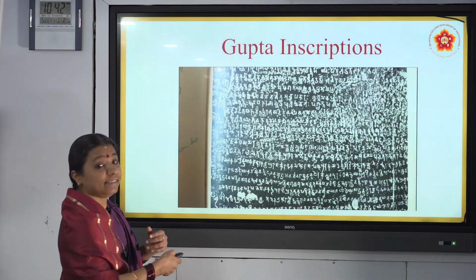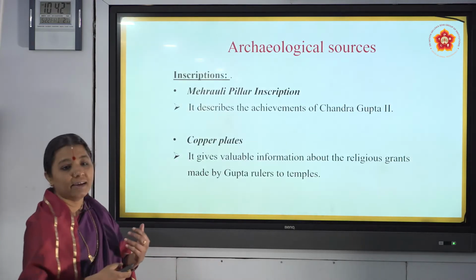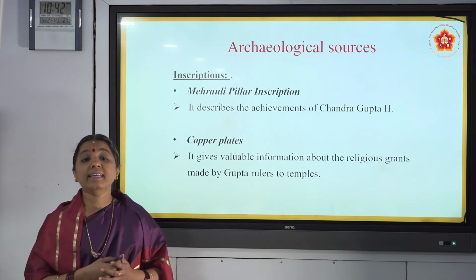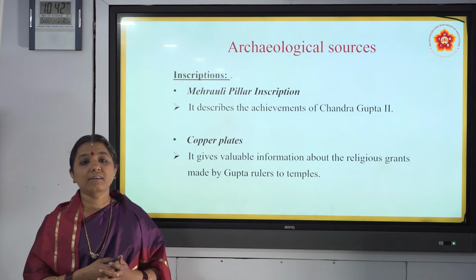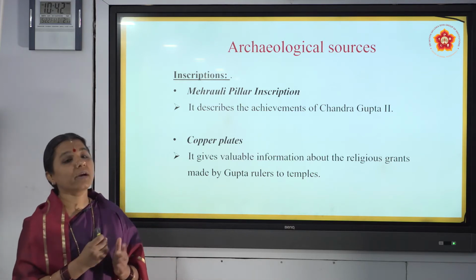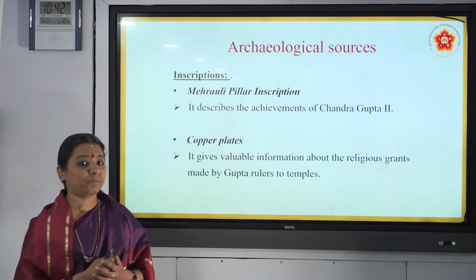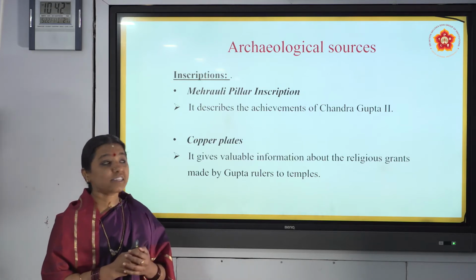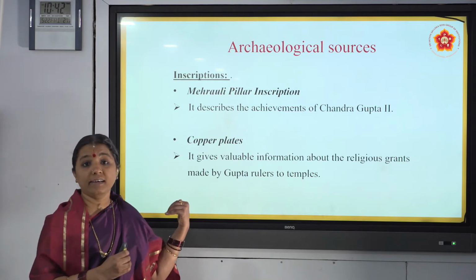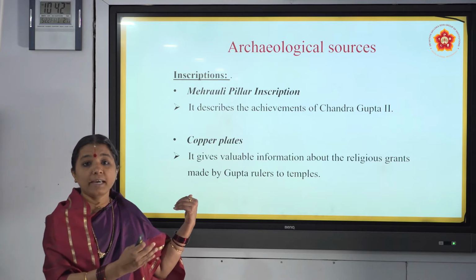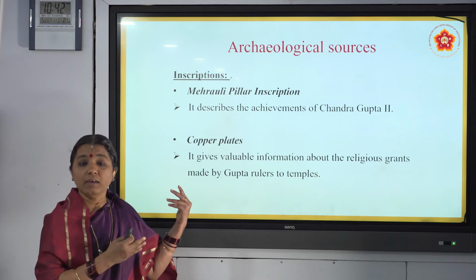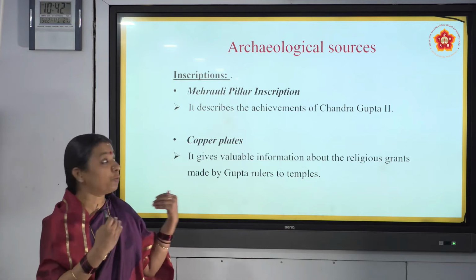So inscription, and next important inscription is Mehrauli pillar inscription. An iron pillar at Mehrauli near Delhi also contained an inscription. This inscription describes the achievements of Chandragupta too. What we have studied earlier, Allahabad pillar inscription, describes the achievements of Samudragupta. Mehrauli describes the achievements of Chandragupta too.